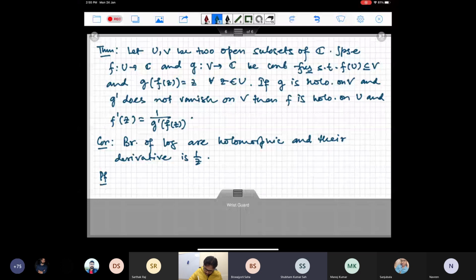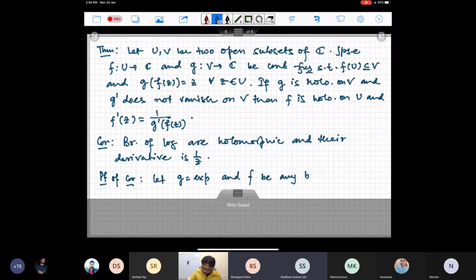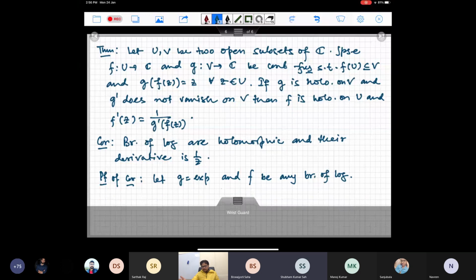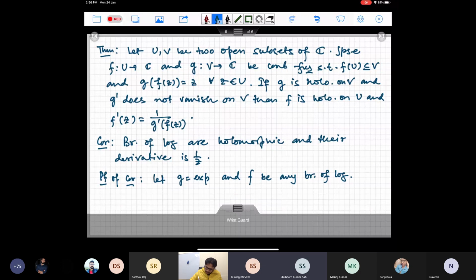Then we will talk about the general theorem. So what is the proof of the corollary? Let g be the exponential function, and let f be any branch of logarithm on any set that you choose. By definition, a branch of logarithm means I am taking a continuous function. Then what can I say? By definition, e to the power f(z), the exponential of f(z), is equal to z.